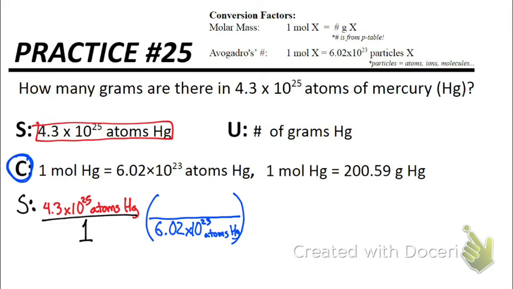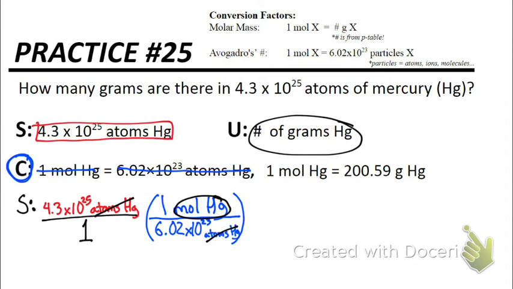Now that we've got that, we've used half of our conversion factor. We need to use the other half on top. If I were to stop here, I know that I'm canceling atoms on top and atoms on the bottom, but I would be left with moles of mercury, and we don't want that. We want grams of mercury. So we're not quite there yet, which means we need to do another step.